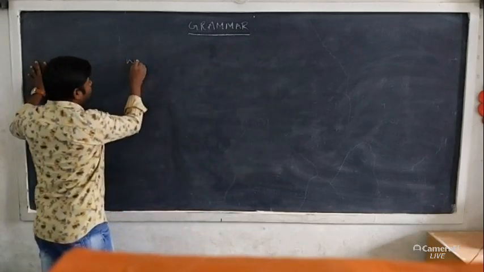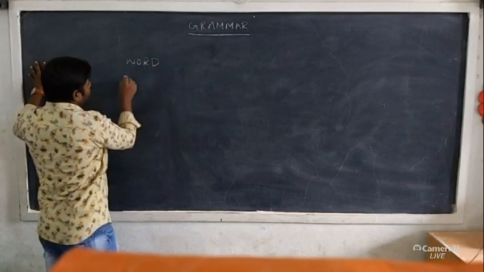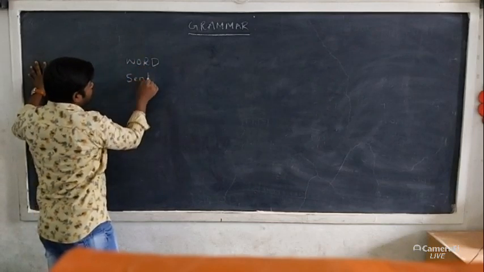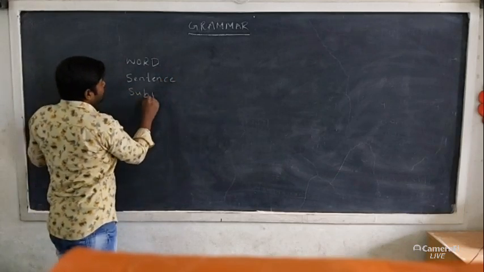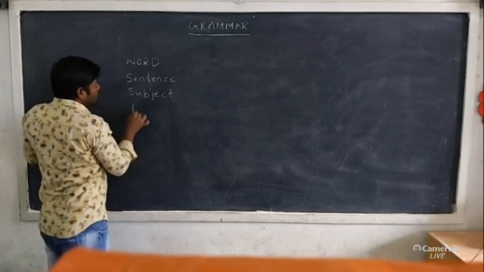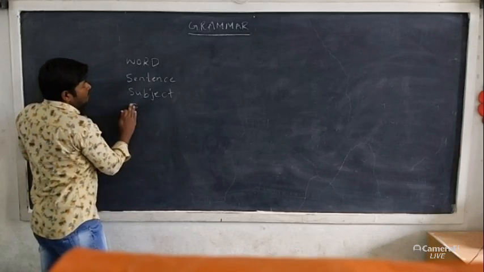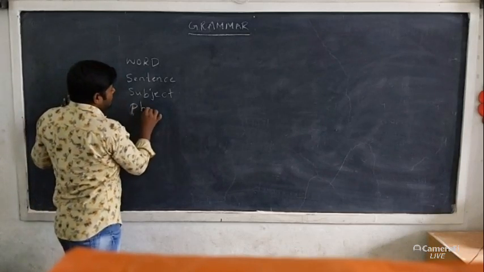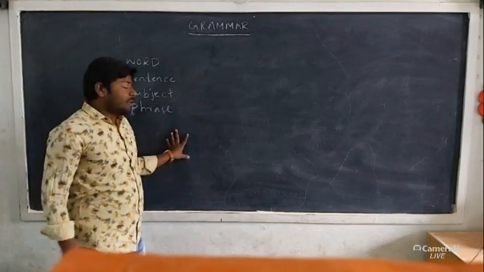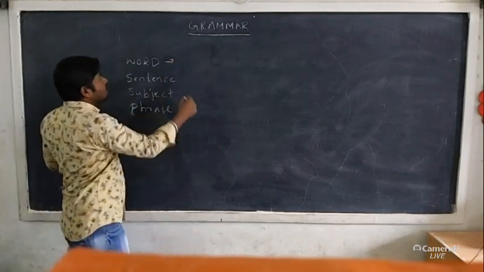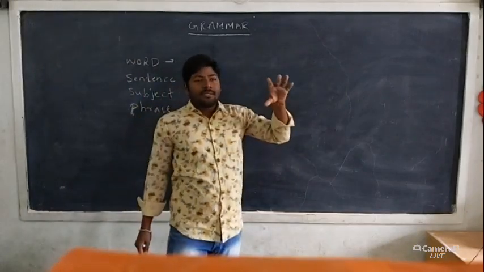Actually, what is called word and what is called sentence? What is called subject? What is called phrase? And what is called verb? There are different types of things. And word, a group of letters.